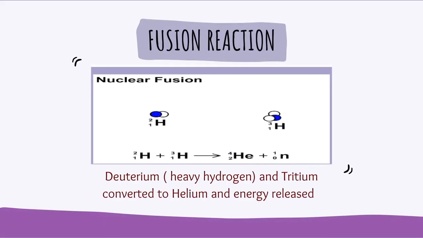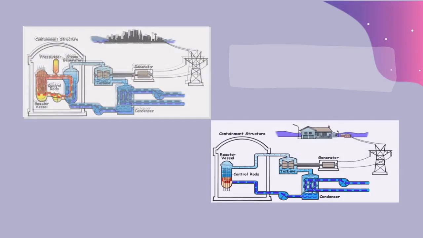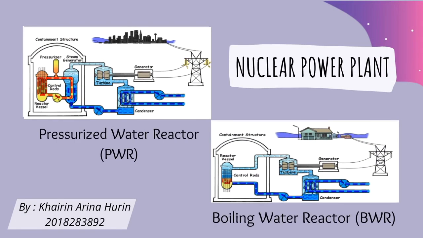As you can see in this picture, there are two heavy hydrogen isotopes, which are deuterium and tritium, converted to helium and energy being released. The next part is nuclear power plant, which are pressurized water reactor and boiling water reactor.